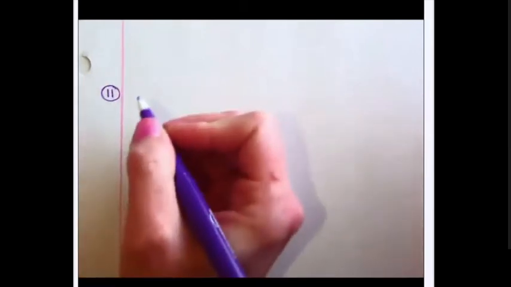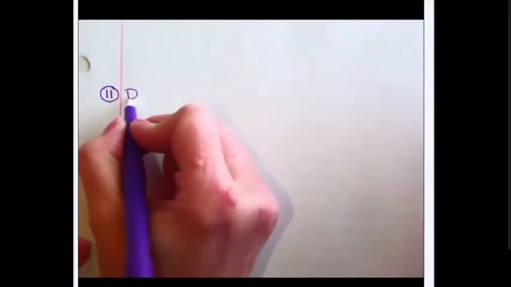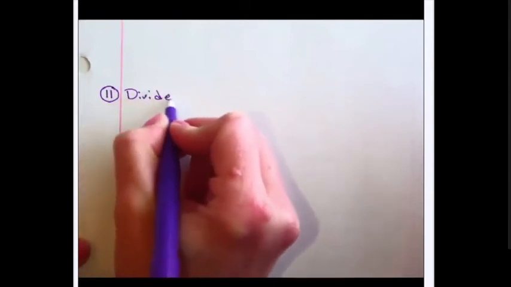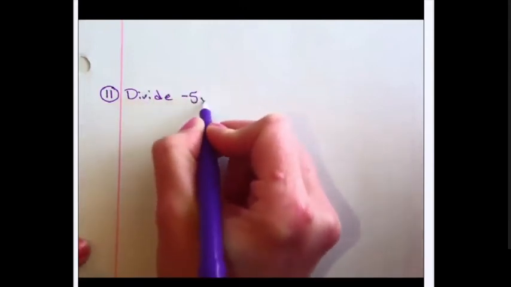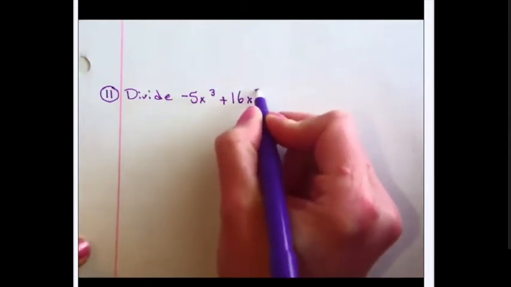Okay. All right. So 11 and 13. We will do them both. No big deal. I'm going to write them over here. So we're going to divide. Make sure I write it down correctly. That'd be awful if we were doing the wrong problem, huh?